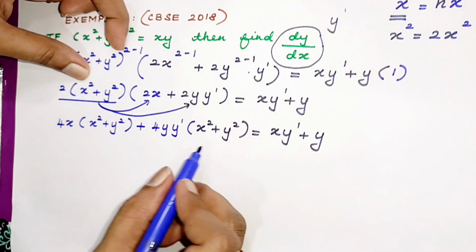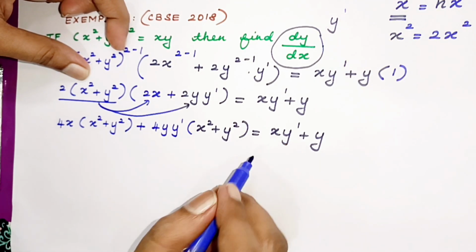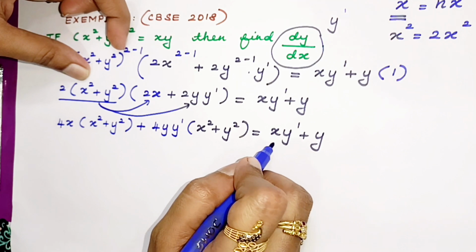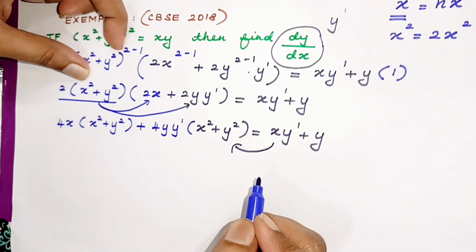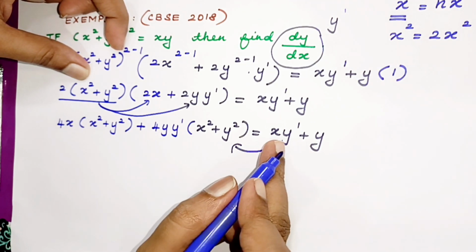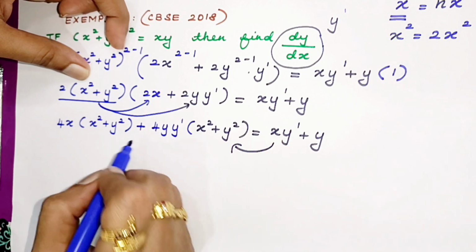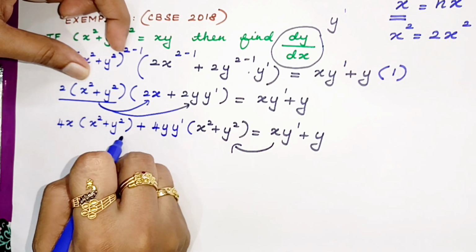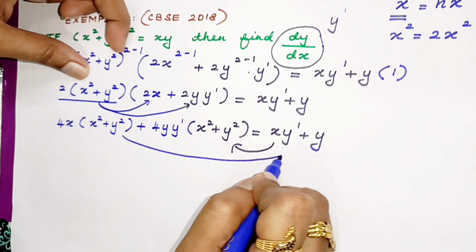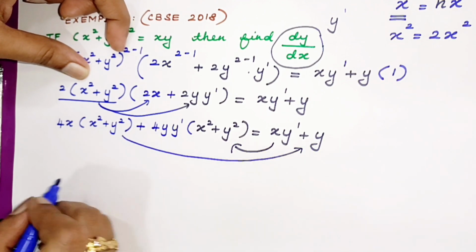Now, what are the y dash terms? We have to keep them on one side and the other terms on the other side. So I am taking this y dash term to the left hand side, and the term without y dash I am going to take to the right hand side.